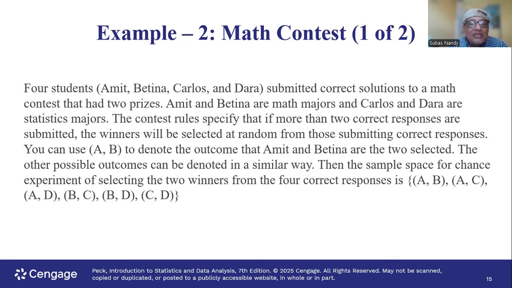Then the sample space for the chance experiment of selecting two winners from the four correct responses is: A, B; A, C; A, D; B, C; B, D; or C, D. Remember, each of these letters indicates the name of one student. So recount the total number of possibilities: AB is 1, then AC is 2, and so forth, 1, 2, 3, 4, 5, 6. There are 6 possible combinations.